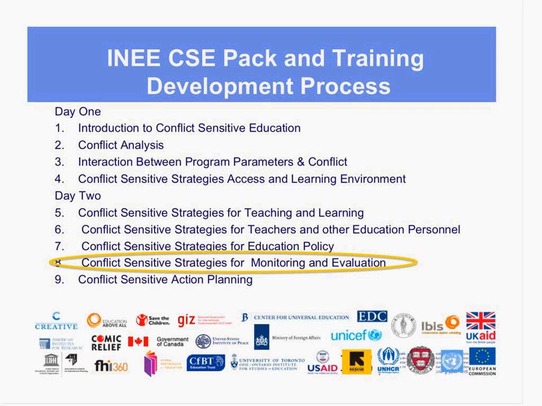Let me give you a little bit of background about how the training was developed. INEE, the Interagency Network for Education in Emergencies, is an open and global network of around 11,000 members from 170 countries. The network includes 3 working groups: a Standards Working Group, an Education and Fragility Working Group, and an Education Cannot Wait Advocacy Group. Members in these groups have come together to develop resources on this topic of conflict-sensitive education.